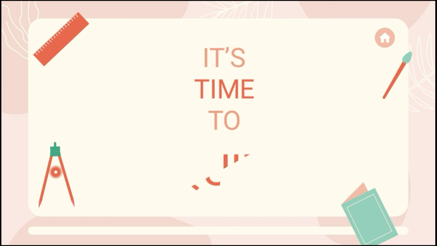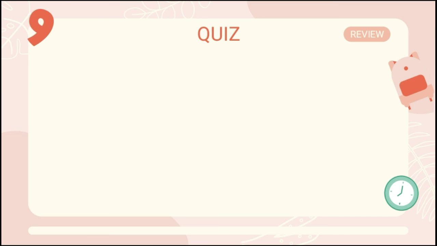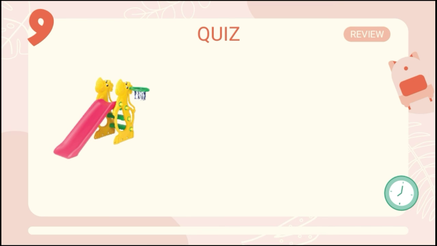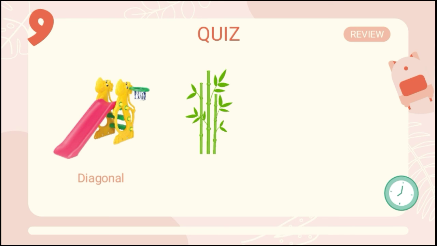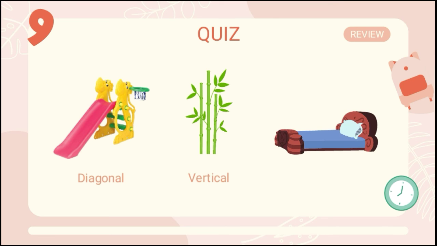It's time for a quiz. Look at the picture that's made of lines. Say the name of the line. What about the first picture? Yes, diagonal. What about the bamboo? Yes, vertical. Now, what about the third picture? Yes, horizontal.